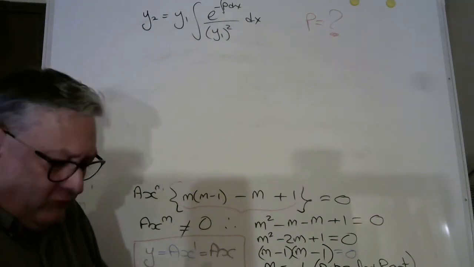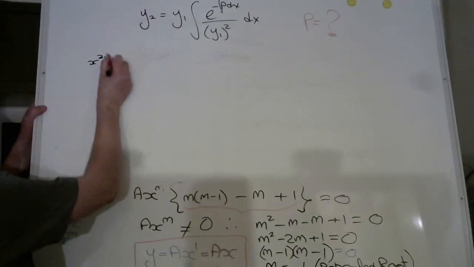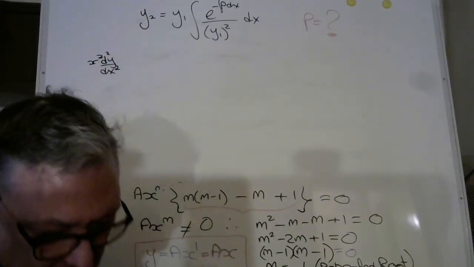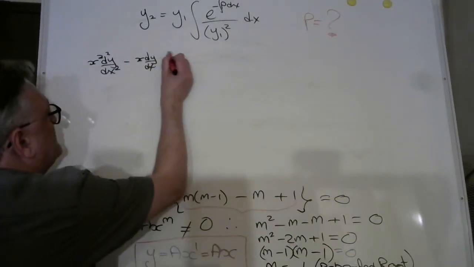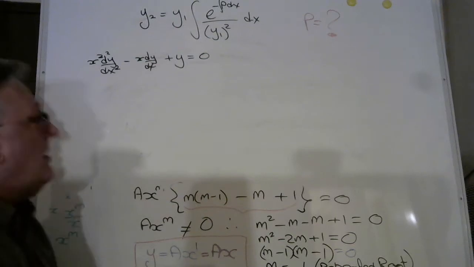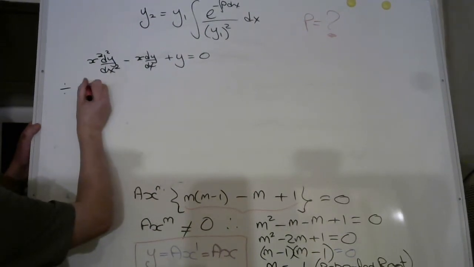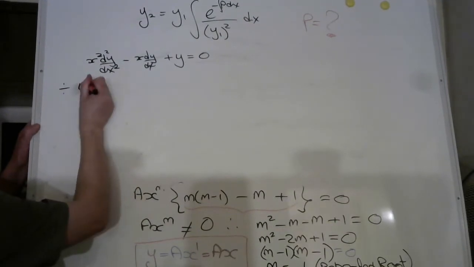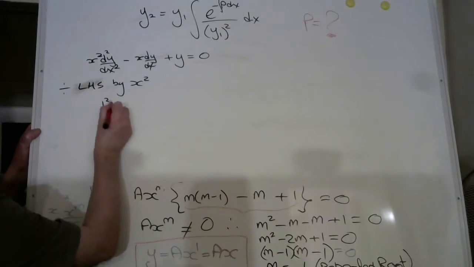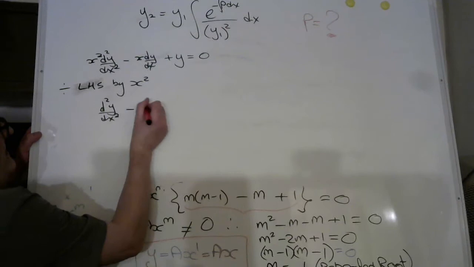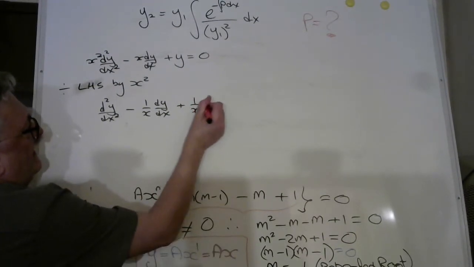Well, what we do is we take the original equation, the original Cauchy-Euler equation, which you will remember was x squared d squared y by dx squared minus x dy by dx plus y equals 0. Now, what we can do with this, to find p, we divide the whole of the left hand side by x squared, so that we get d squared y by dx squared minus 1 over x dy by dx plus 1 over x squared y.